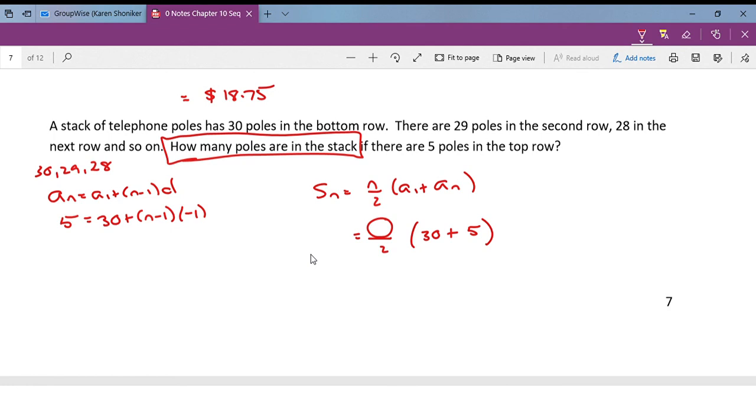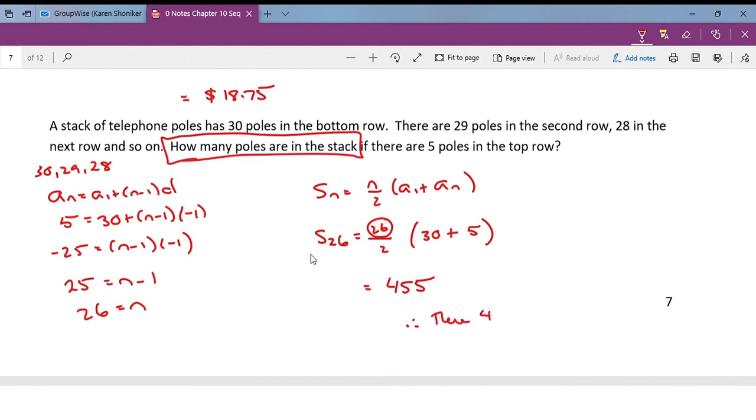So figuring this out, I've got negative 25 equals n minus 1 times negative 1. So 25 would equal n minus 1, or there would be 26 rows. And so my number of terms will be 26. So I'm finding the sum of 26 rows where the first row has 30, the last row has 5, and you end up with 455 poles. Therefore, there are 455 poles altogether. Word question, word answer.